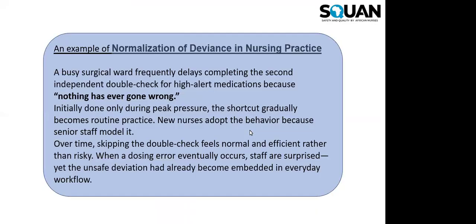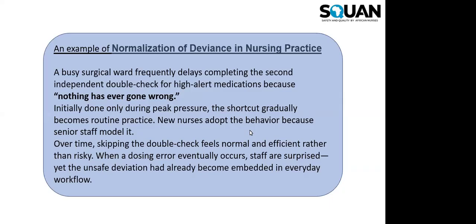So as I mentioned, there's an example here that talks about normalization of deviance in nursing practice. A busy surgical ward frequently delays completing their second independent double check for high alert medication, because nothing has ever gone wrong. They just give the medicine and everybody's happy. Patients are okay, everybody's okay. Initially done only during peak pressure when they first started the process. We said we want to be doing double check. Everybody, we're all doing double check. Yes.